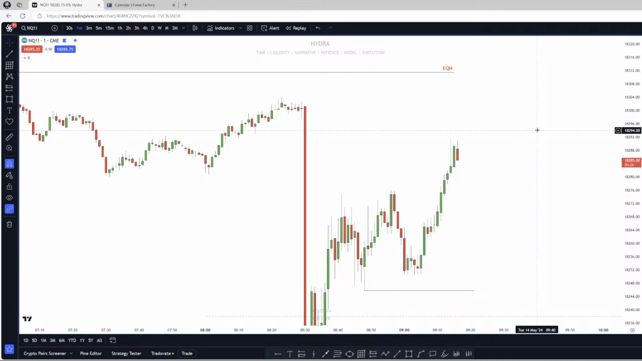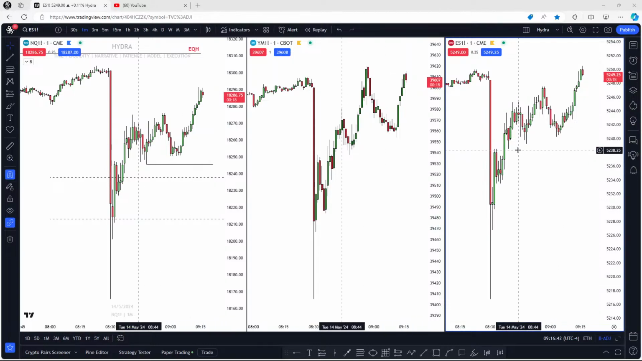Yes, ES and Dow, they both took the news high, and they both have, especially ES. If you look at ES, they have such a beautiful, nice sell side liquidity.